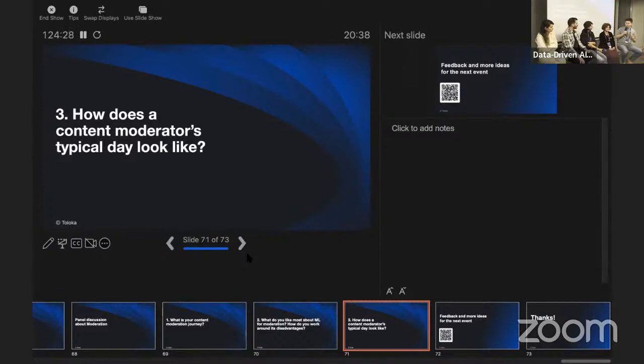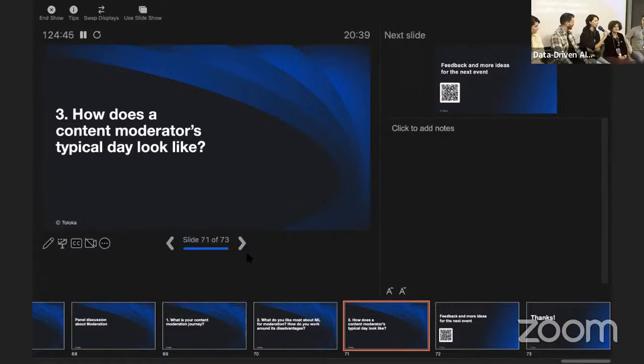Who wants to start? We have people with internal teams of moderation, we have the baseline between them, and we have people who use crowdsourcing. Olga, you can start if you have the microphone. I can start because I have experienced both models.